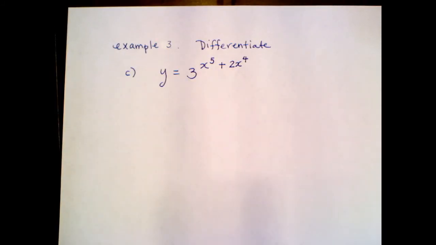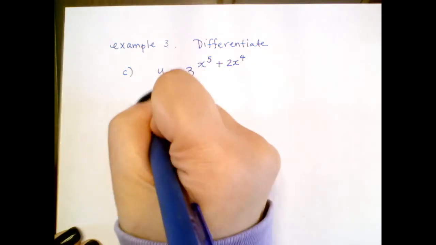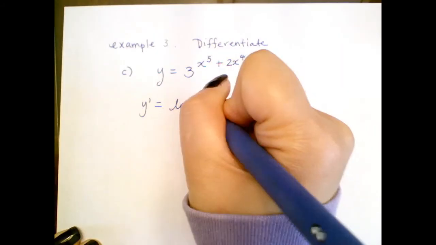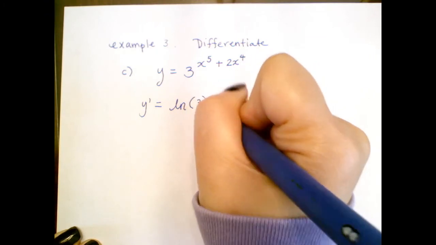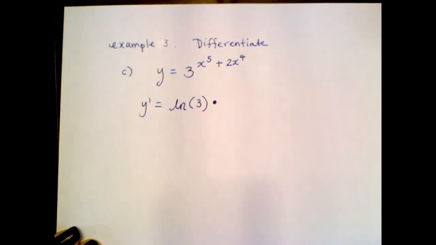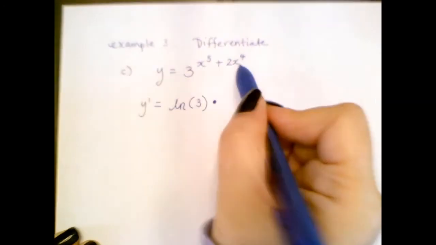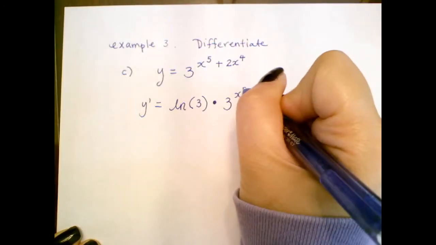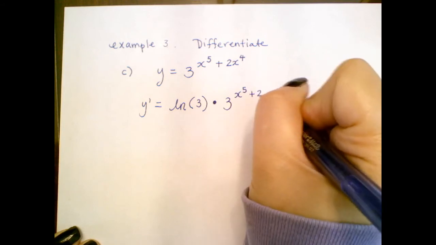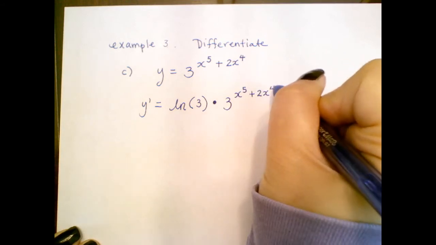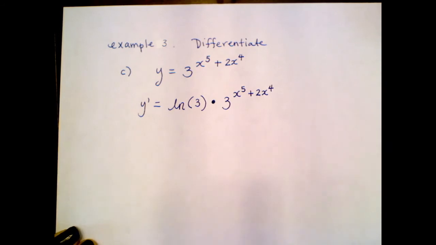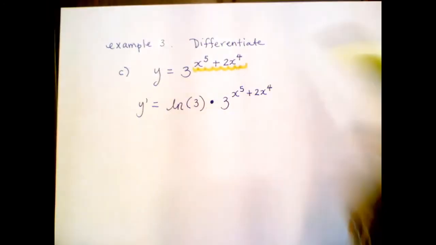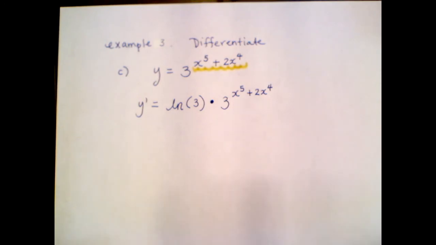So let's do this. Now this is an exponential expression, so you know how to find the derivative, the big picture. You're going to need the natural log of the base, ln of 3, right? And then you're going to multiply this by that same exact expression, the entire thing, 3 raised to the x to the 5th plus 2x to the 4th. Now that's not it though. You notice when the exponent is that complicated looking, you're going to have to differentiate that one too.